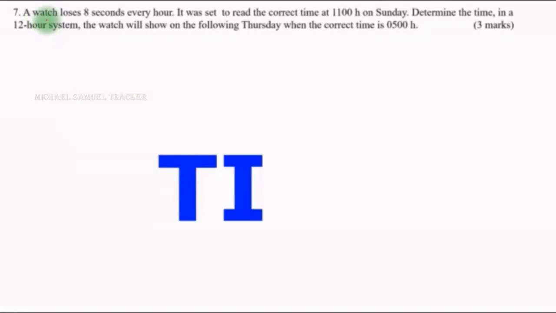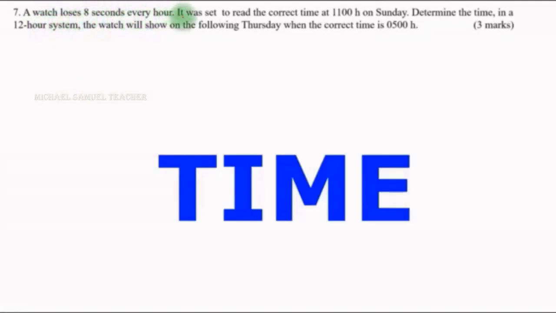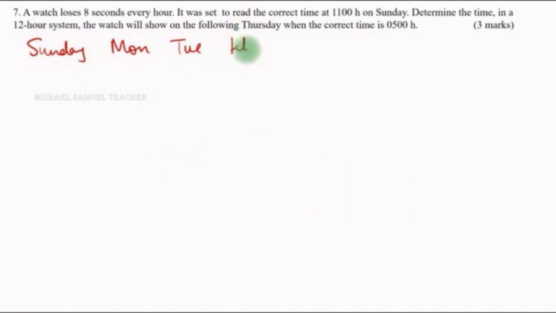Question 7. A watch loses 8 seconds every hour. It was set to read the correct time at 11:00 hours on Sunday. Determine the time in 12-hour system the watch will show on the following Thursday when the correct time is 05:00 hours. So, the watch loses 8 seconds every hour, and the time which was set was 11:00 hours on Sunday up to Thursday. So we have starting from Sunday, then Monday, then Tuesday, Wednesday, and Thursday.